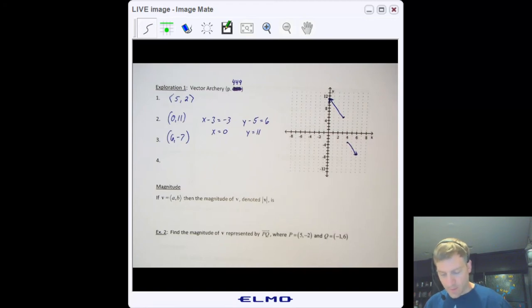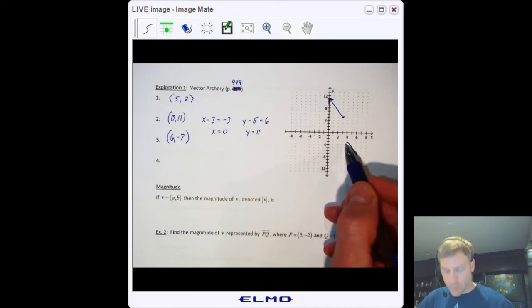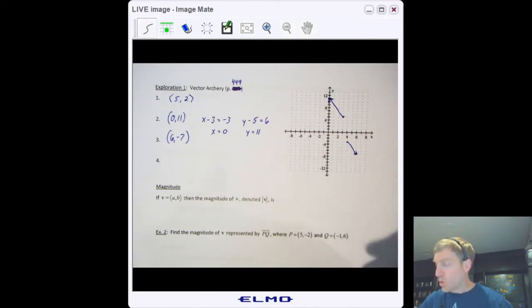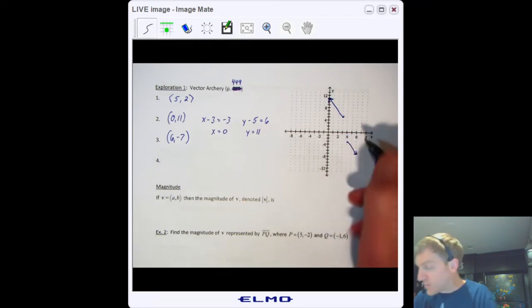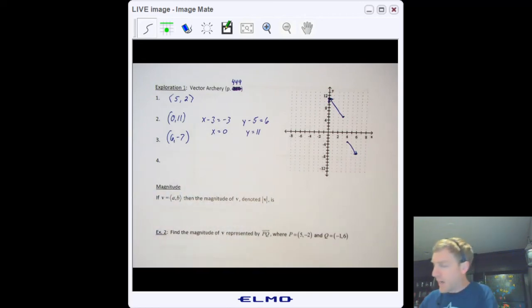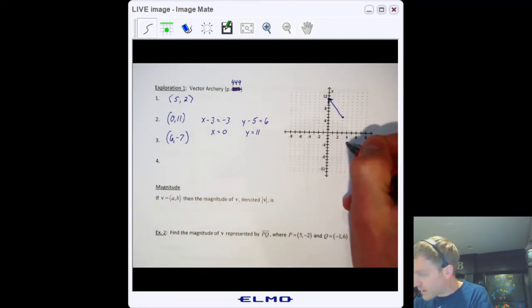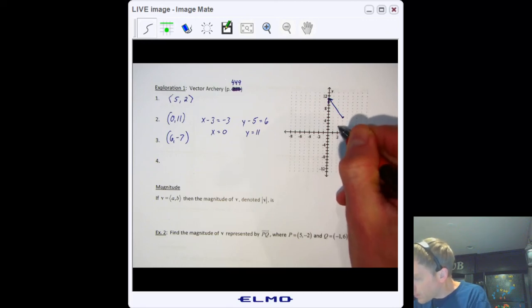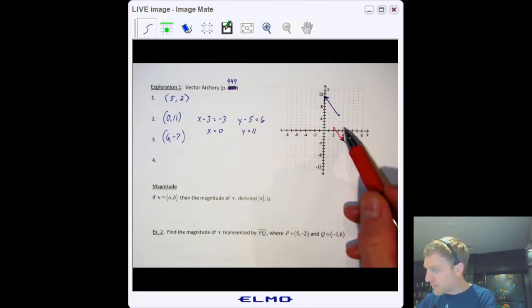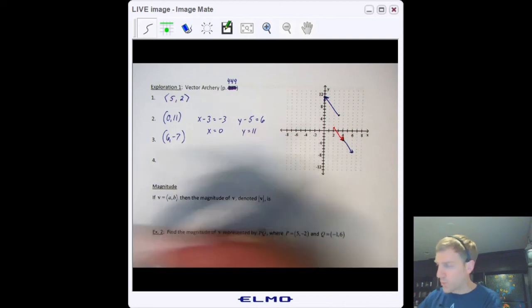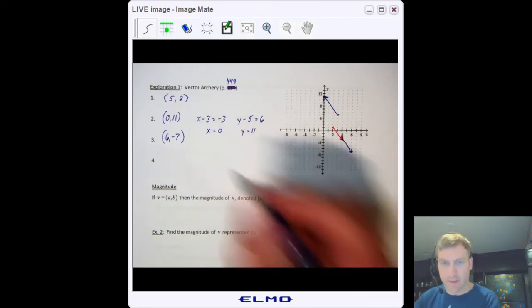Now what about part 4? This is going backwards. It's saying that this is the terminal point, and you want to find the initial point, so you want to work backwards from here. You were going to the right 2 and down 4. To go backwards, let's go to the left 2 and up 4. I'm going to use my red pen just to distinguish. Go to the left 2 and up 1, 2, 3, 4. So I started from this point, and that's my vector, to the right 2 and down 4. What point did I start with? I started at the point 2, 1.